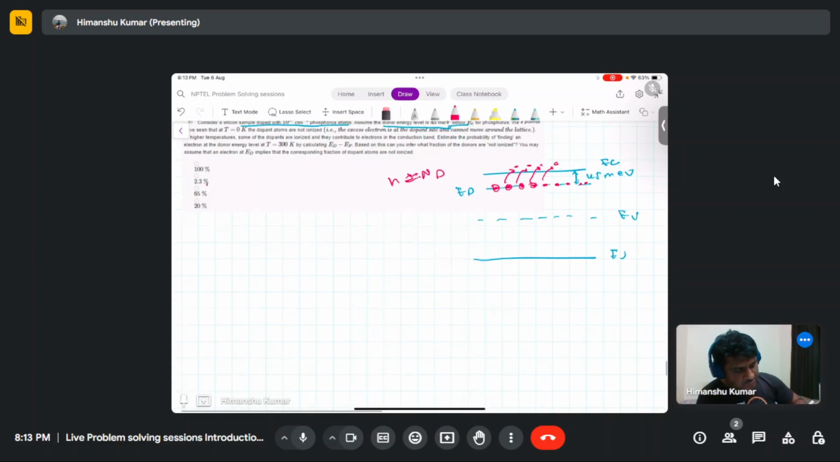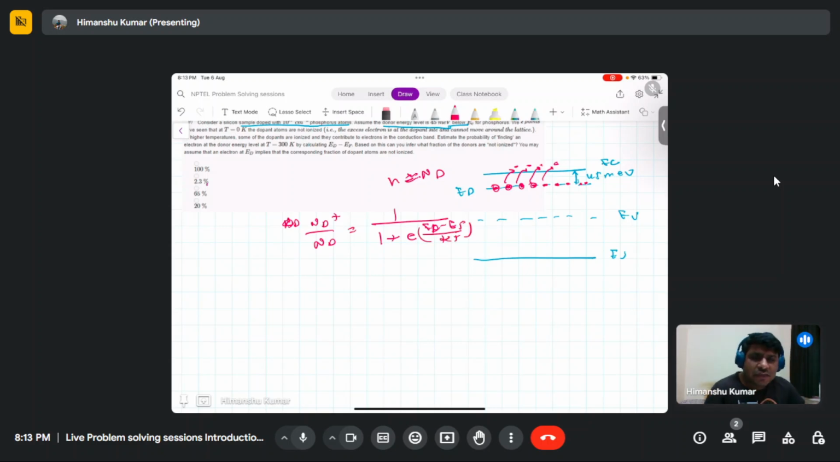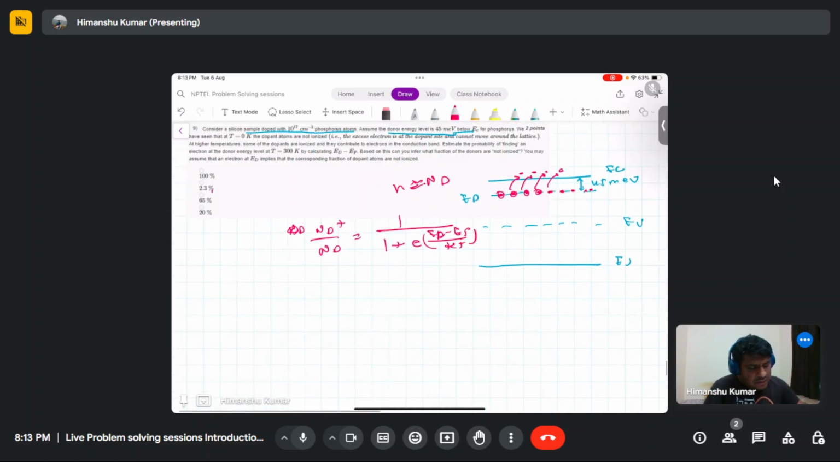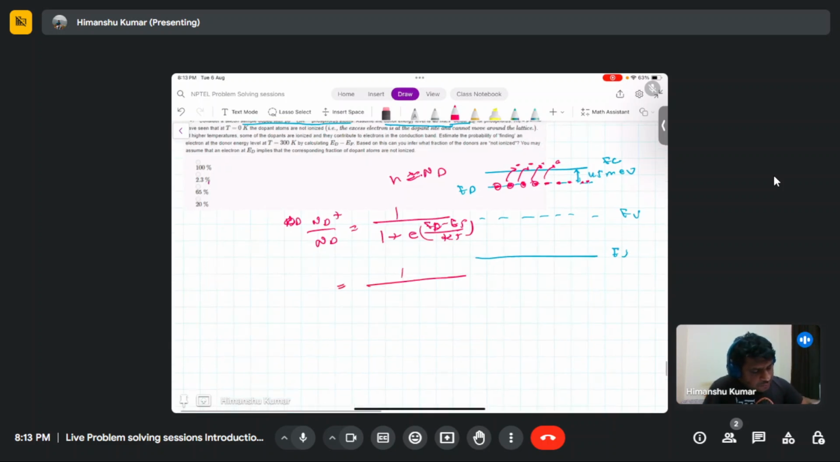So the dopant ionization is given by the same Fermi-Dirac distribution. So Nd plus by Nd you can calculate as 1 upon 1 plus exponential of (Ed minus Ef) by kT. We are not considering degeneracy of the electrons, this is the simple case. Now Ed minus Ef we know. So 1 upon 1 plus exponential of, this is 45 milli electron volt and this is 25 milli electron volt.